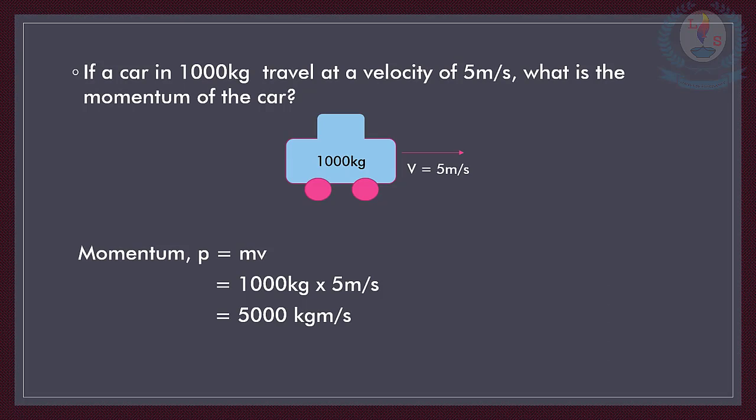So let's solve a problem in finding momentum. If a car of 1000 kilograms travels at a velocity of 5 meters per second, what is the momentum of the car? Here we can use the equation momentum equals mass multiplied by velocity. The mass of the car is 1000 kilograms and the velocity of the car is 5 meters per second. Therefore, the momentum p of the car is 5000 kilogram meters per second.